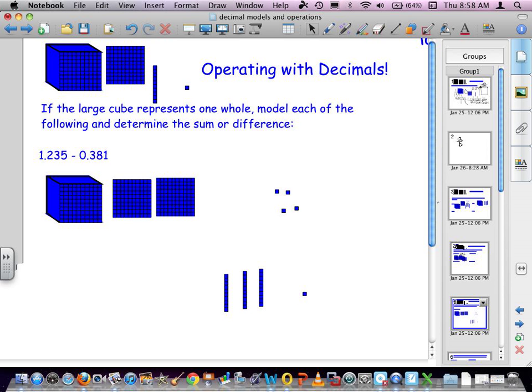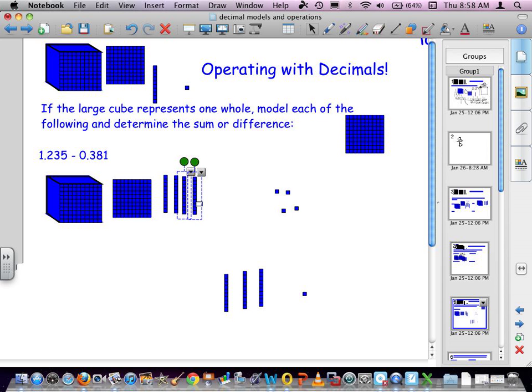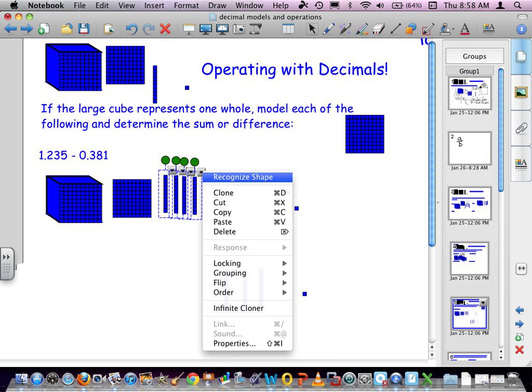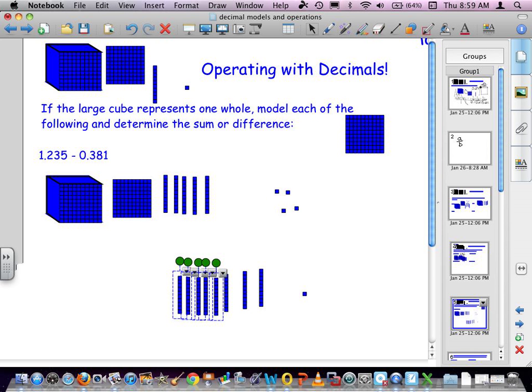Take 5 from this. So I could trade this for 10 of these, right? Okay, so I've traded that for 10 of these. Now I can take away 5 more. So I've got my 8 and my 1, and now I need to take away 3 tenths.